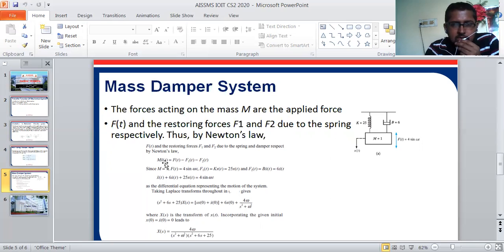Here, in the relation with mass, m x double dot of t is equal to f(t) minus f1(t) minus f2(t). You put the mass value equal to 1, f(t) equal to 4 sin omega t, and f1(t) with the value 25, as per the question. All the values will be given. After putting in all this information, we need to find the Laplace transform of that equation. After finding the Laplace transformation, we will find the exact transfer function of that system.